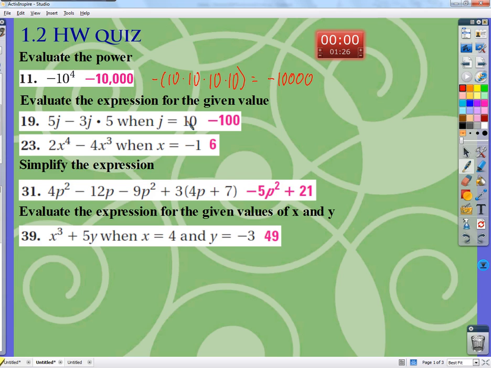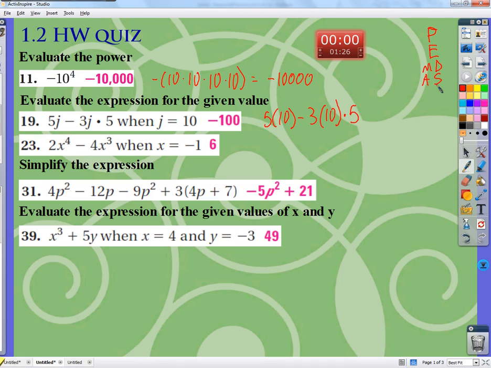What do you do? What's the process? You put 10 in for J. Yeah, you just put 10 in for J. So 5 times J becomes 5 times 10, minus 3 times J becomes 3 times 10 times 5. Okay? And again, the agreement that we made, PEMDAS, written a little more like this.